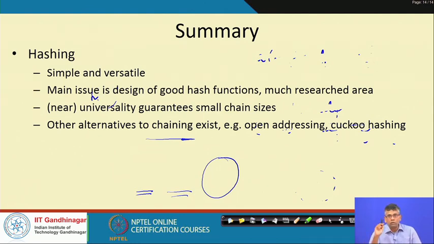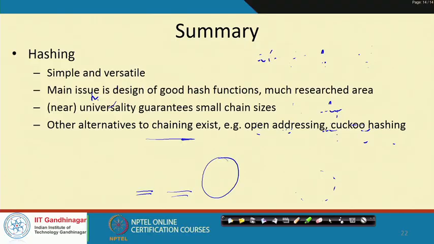We have looked at only one particular method of handling collisions, that is known as chaining. That is, whenever we had a collision, we used a pointer, a linked list. There are other ways of handling collisions, and the most conspicuous one is known as open addressing. This typically results in smaller space usage, but it's much harder to analyze. Cuckoo hashing is a technique that's related to this, and that's a beautiful piece of work, but it's a little too advanced for our class.